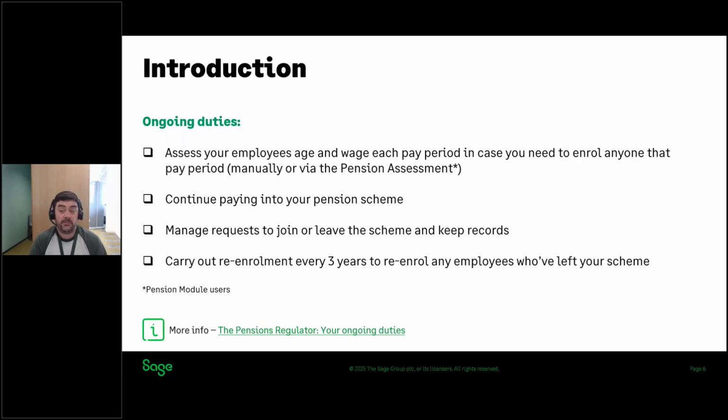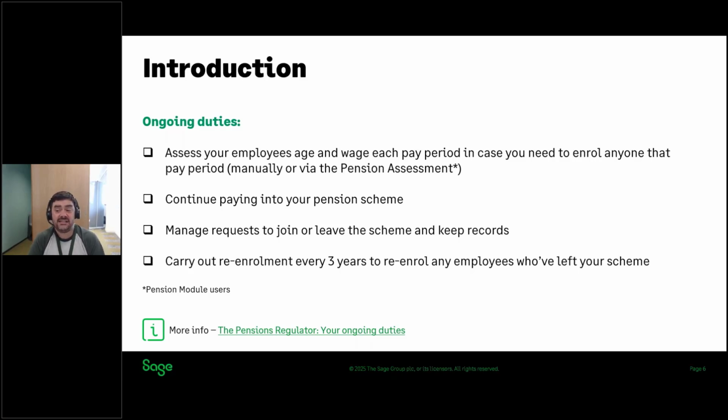You need to maintain contributions into that pension scheme. So calculating and deducting contributions, making your employer contributions, and then reporting that information to your pension provider. You'd also need to manage requests to join or leave the scheme, known as opting in and out, and keep records of whenever these requests come in.